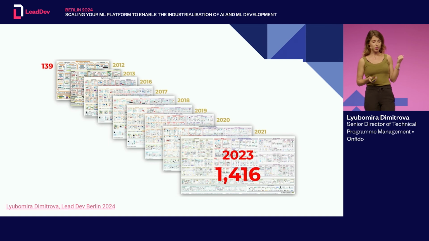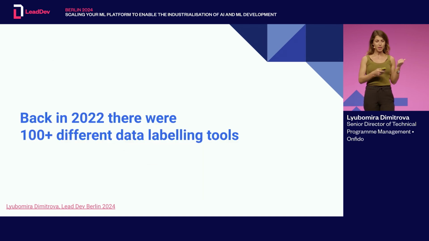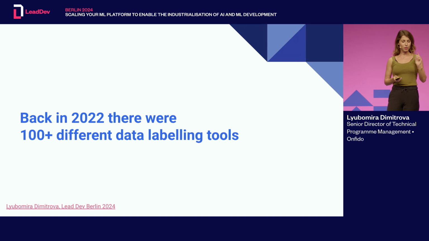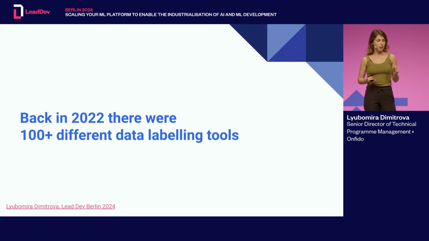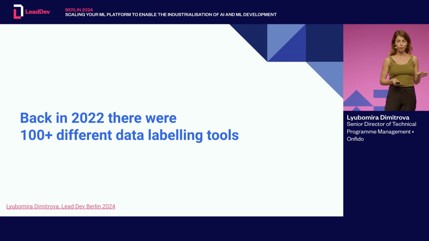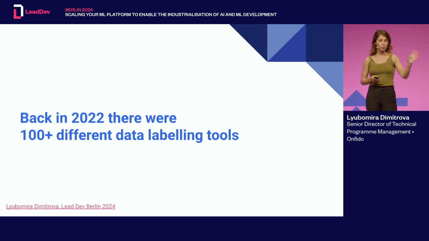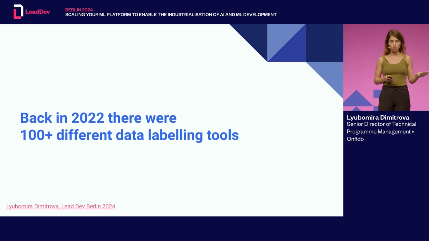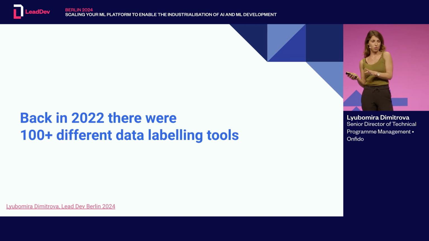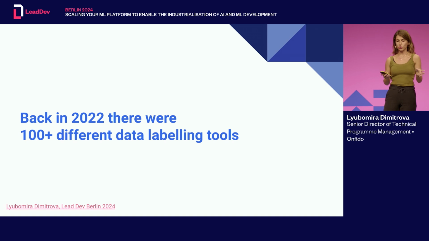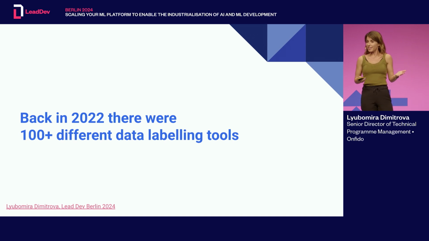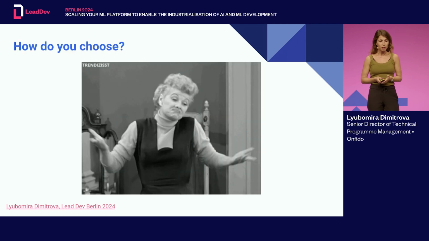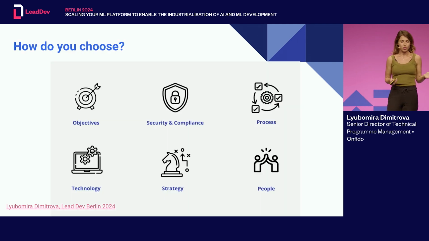So remember this picture? Well, if my slide moves, back in 2022, when we started looking, there were over 100 different data labeling tools to choose from. And this number was growing. There were automated tools, there were manual labeling platforms, crowdsourcing platforms, integrated solutions with some MLOps platforms, and niche industry-specific solutions. You name it, the market seemed to have it. So we got very excited. There are many options. But with so many options, how do you choose?